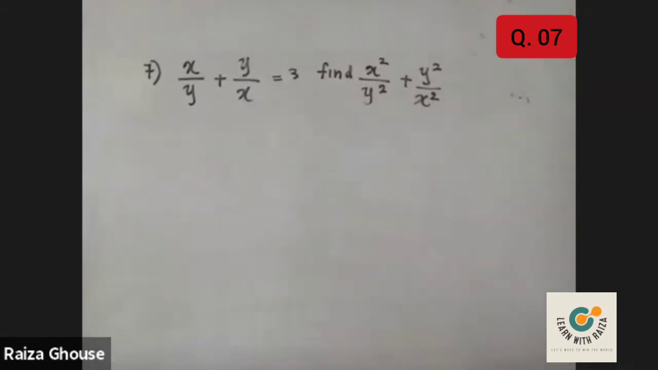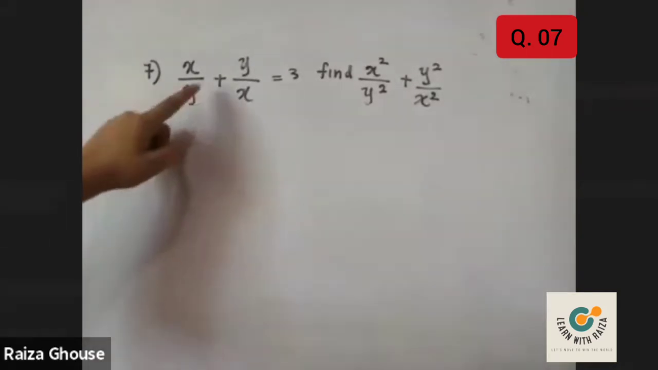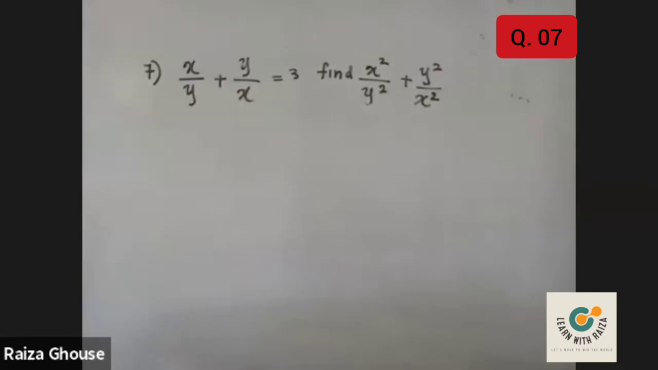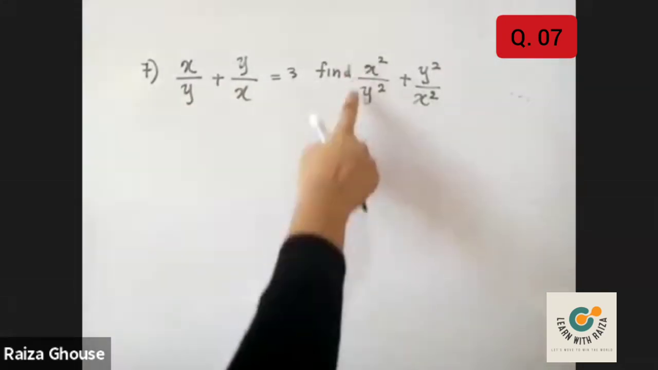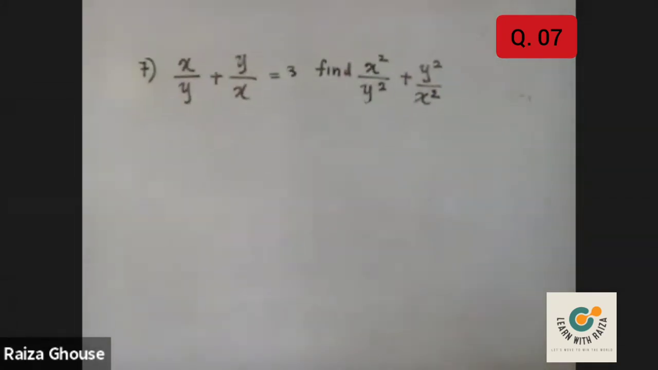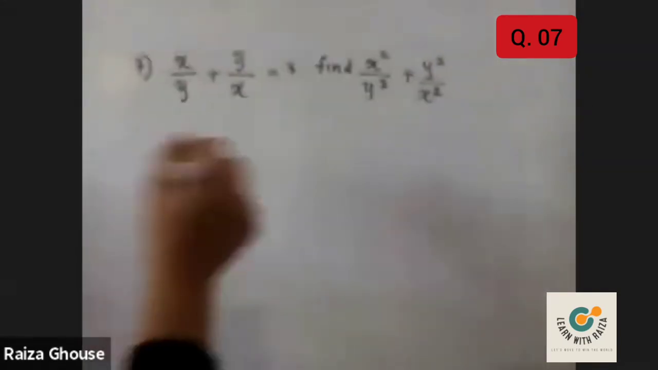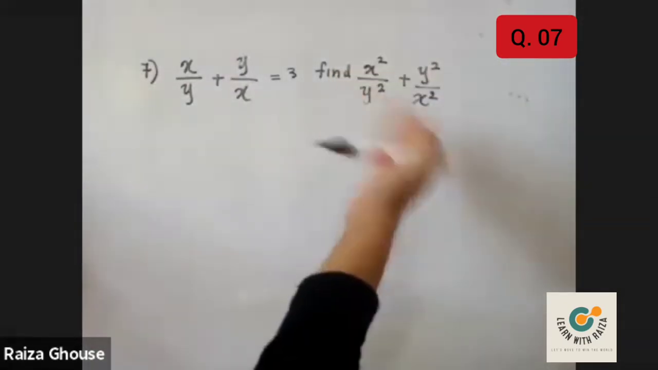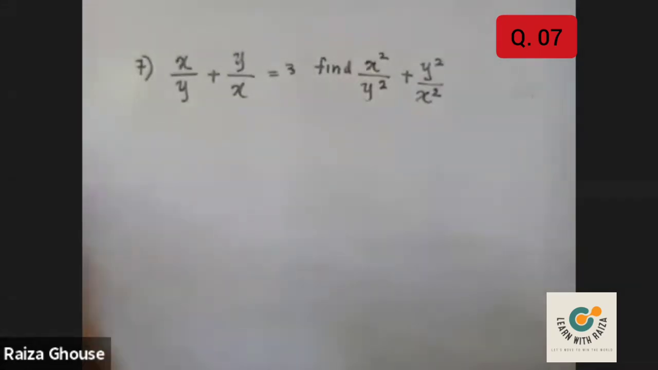Now look at question number 7. x upon y plus y upon x equals 3. And x squared over y squared plus y squared over x squared should be found. The value for this is given. Now this is actually under the lesson of squares of binomial expressions.